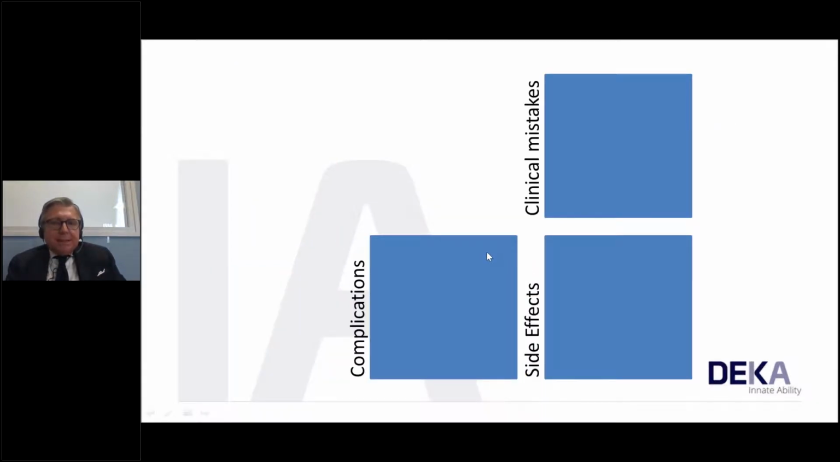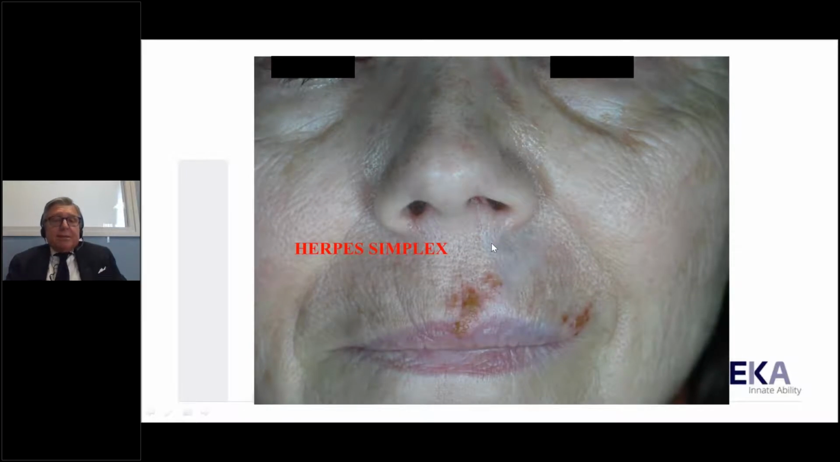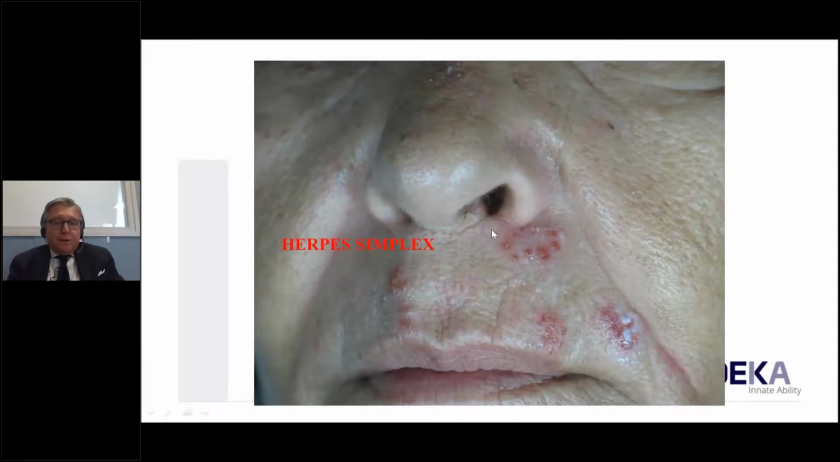Complications, mistakes, and side effects. One of the most common mistakes is herpes simplex. Normally, if there is a positive history in the anamnesis of herpes simplex, or when we are very aggressive with the fractional, we are heating the skin a lot, it is like sunburning. So we need to prevent this by giving antiviral drugs, to prevent the situation where we have multifocal herpes simplex. This is one of the most common side effects, the unwanted effects that we get.